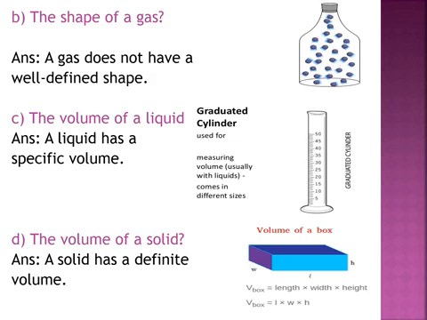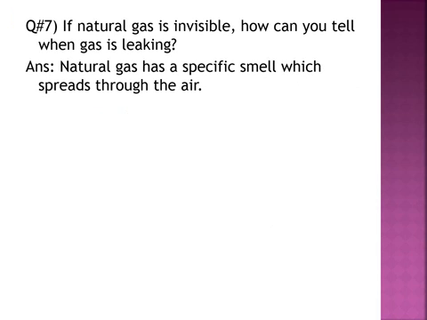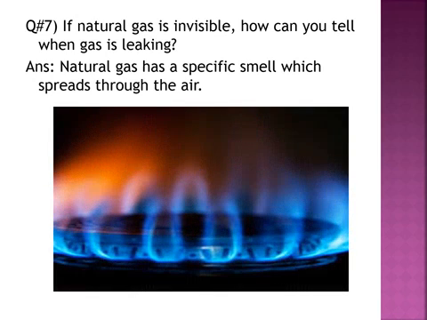The next question is: if natural gas is invisible, how can you tell when gas is leaking? The answer is that natural gas has a specific smell which spreads through the air, and we can get to know that the gas is spreading. You can see a picture of a flame, but even if there is no flame, you can sense the smell of the gas, through which you can say that the gas has spread.